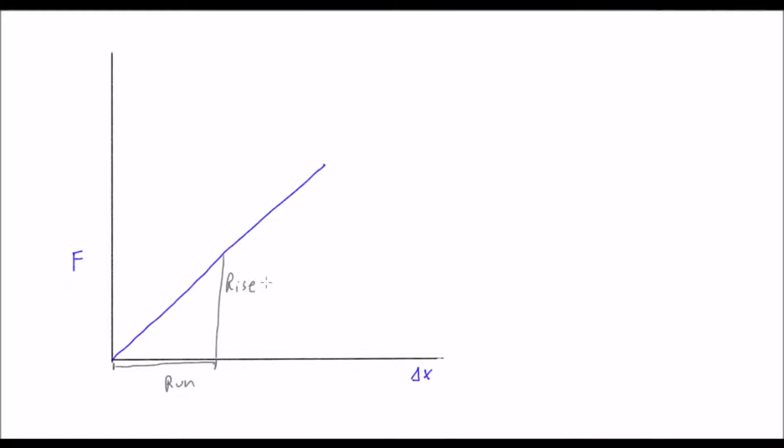So rise over run, but in this case, the rise is the force, and the run is the displacement. And that's a horrible, horrible delta symbol there. Let's fix that. There we go. So, how can we put this into a formula so we can actually relate all this stuff?